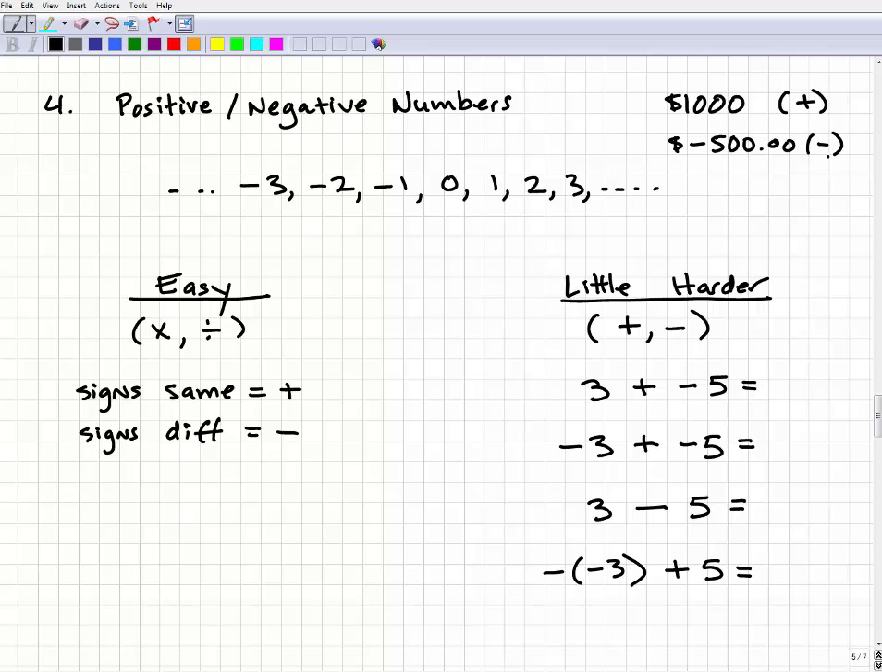If I was broke, I had no money and no bills, that'd be okay. But what if I'm broke, I have no money, and then I get a bill for $500? I'd rather just have no money, right? So this is less than zero.